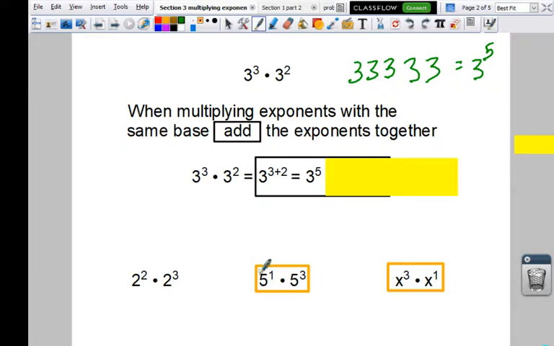So you could write it out the long way and just count them up, but that's a lot of work, so let's use the shortcut, which says, as long as you have the same number, this big number has to be the same for this to work. As long as you have that, you just add the exponents together.